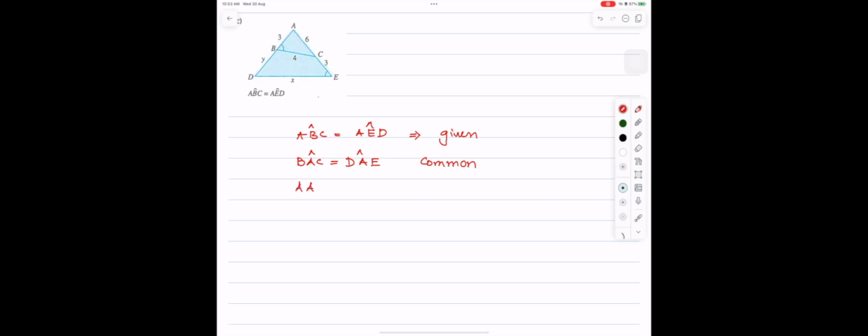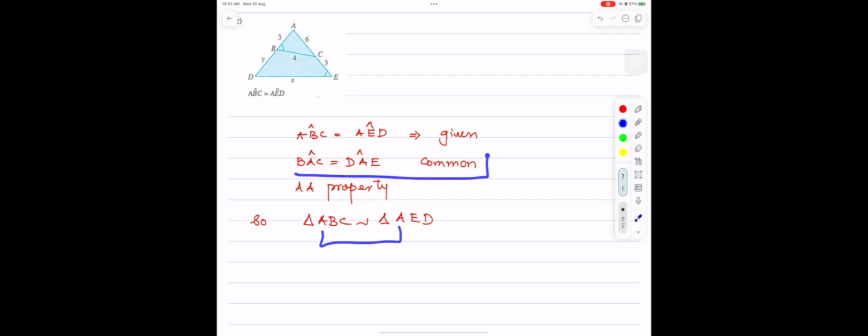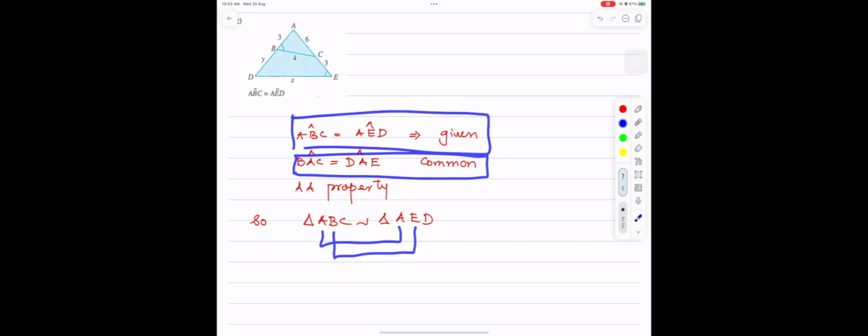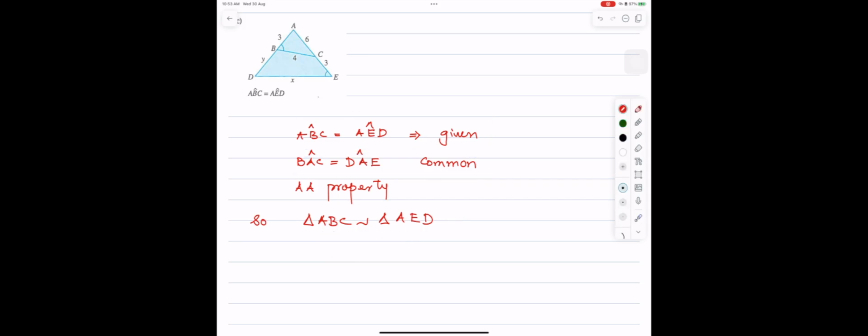So now we have proved two angles equal, and this is called the double A property, angle property. So triangle ABC is similar to triangle AED, because angle A is equal to angle A, and angle B is equal to angle E, that is also given. So these two triangles are similar, and we can use the property of similarity.